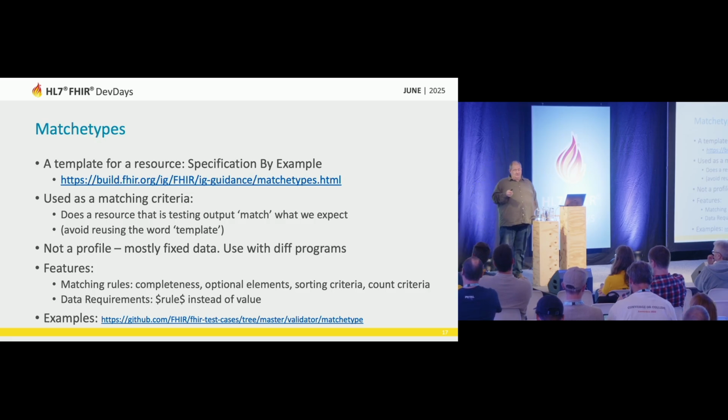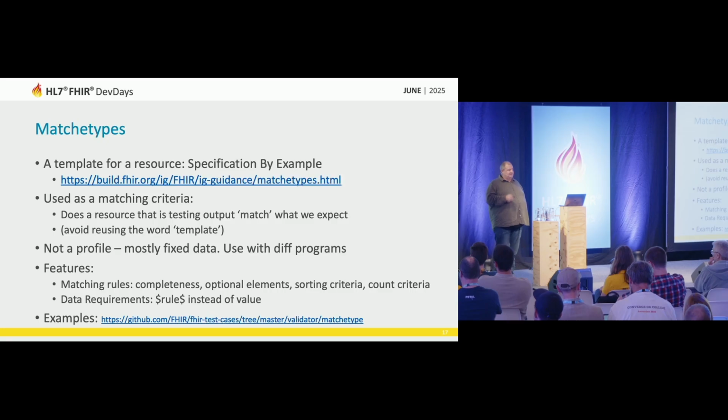And so what I defined is the concept of something I called a matcher type, which is a totally made-up word. It's a template for a resource, or technically specification by example. So it's used as a matching criteria. Does a resource that's an output from a test process match what we would expect? And I'm trying to avoid using the word template because it's so heavily overloaded. And it's not a profile. It's a data instance with exceptions in the rules.